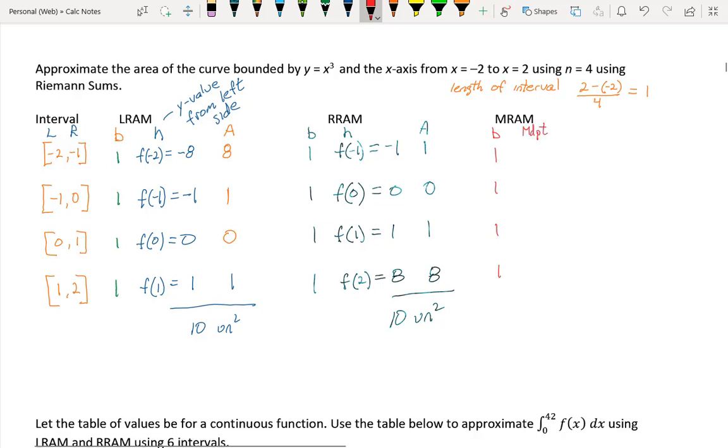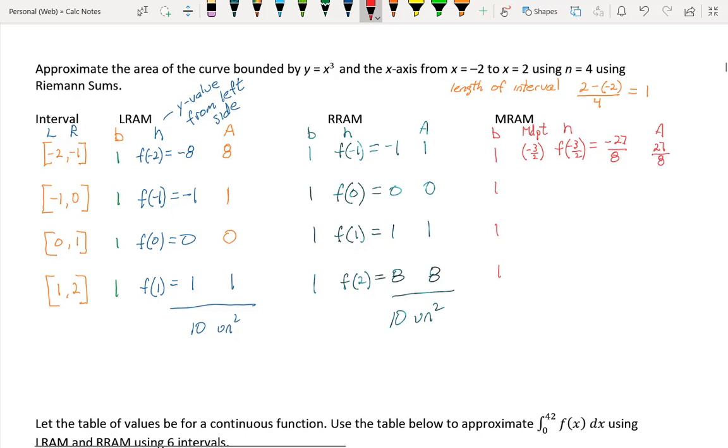All right, so in between -2 and -1 is -3/2. My height is the y value f of -3/2. So you got to be careful here. My height on this one, if you plug that into the function, it's -3/2 times -3/2 times -3/2. That equals -27/8. But the base is 1, so the area is just +27/8.